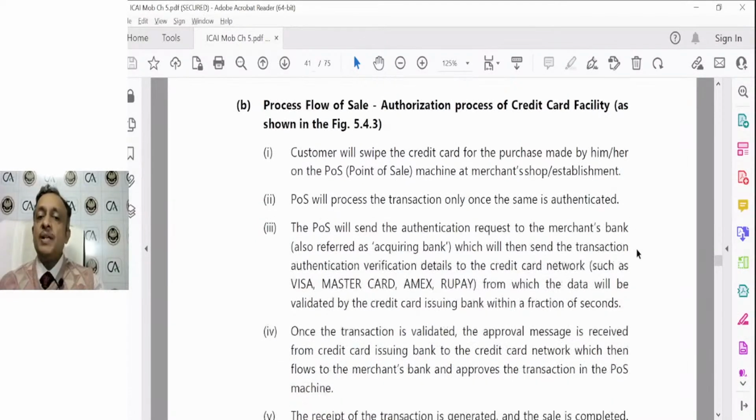The point of sale terminal will send the authentication request to the merchant bank, the acquiring bank, which will send the transaction authentication verification detail to credit card networks such as Visa, Master, Amex, and RuPay. So these are the credit card networks which validate all the transactions, from which data will be validated by the credit card issuing bank within a fraction of a second. In fact, let us do something more on this.